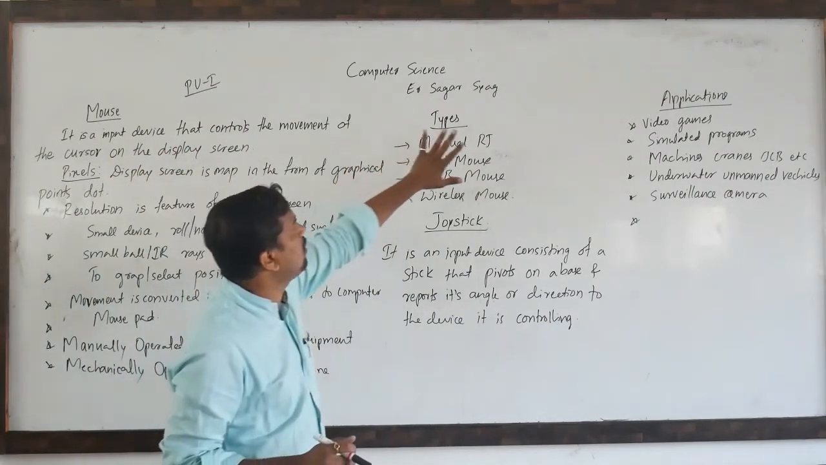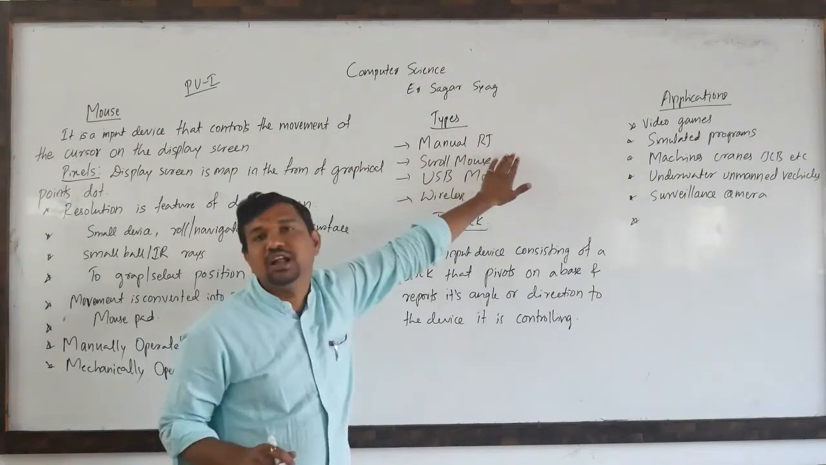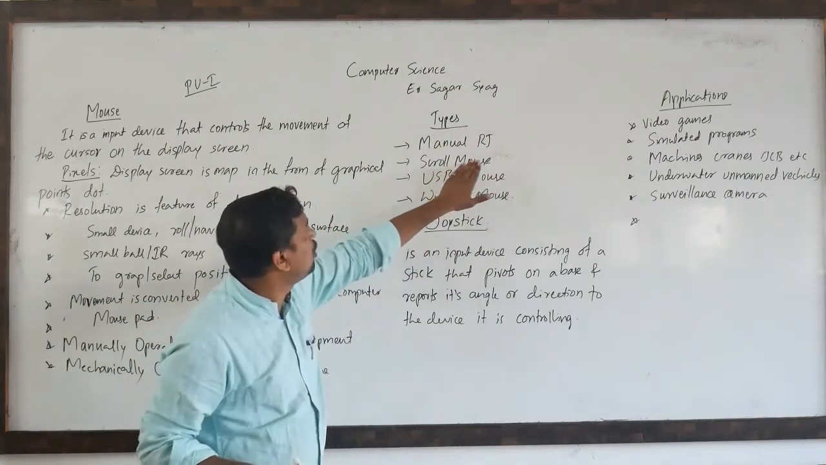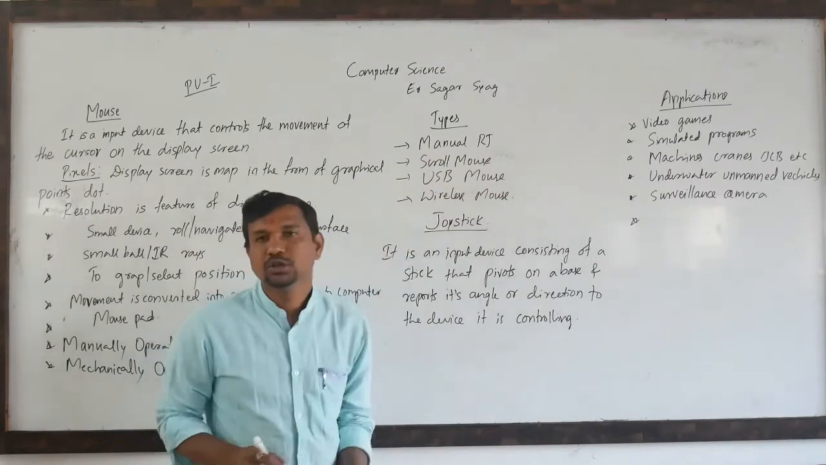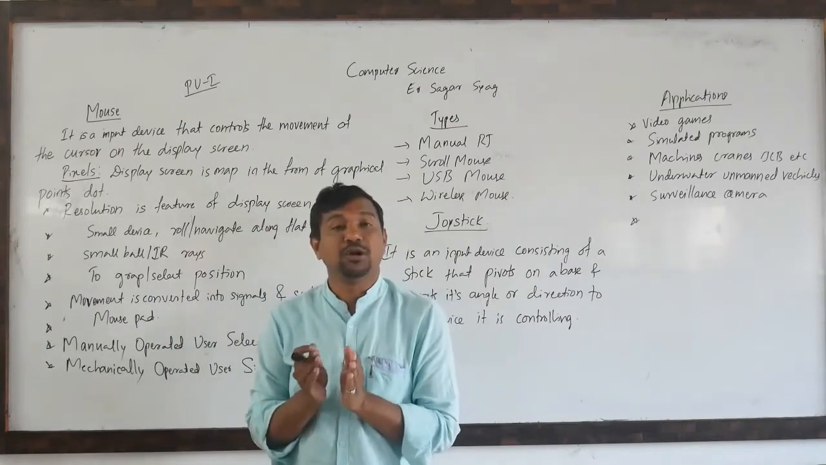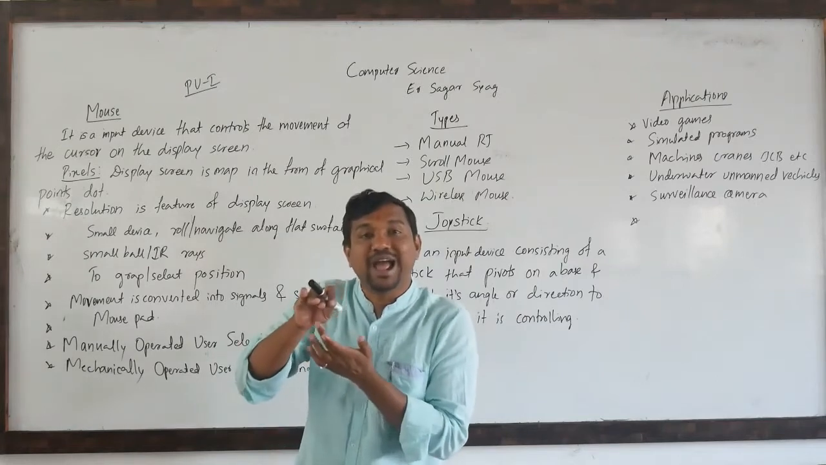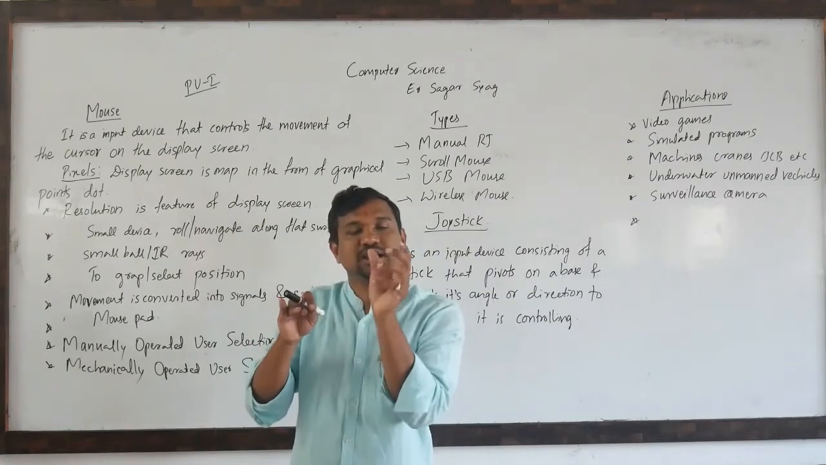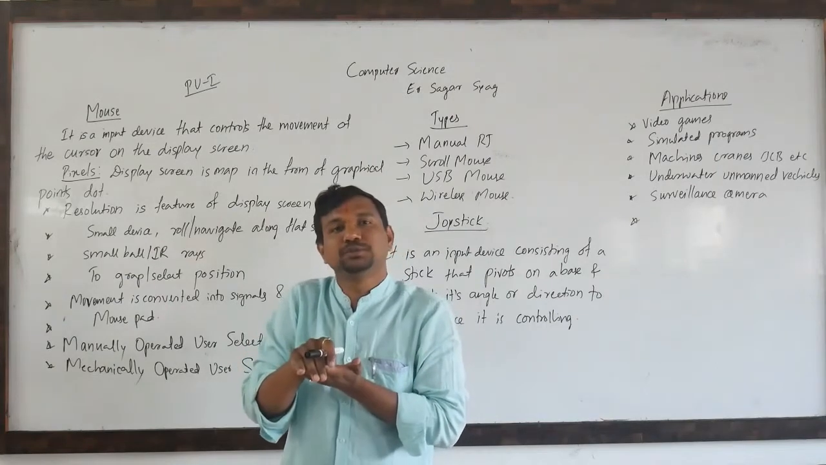There are types of mouse: manual RJ, scroll mouse, USB mouse, wireless mouse. Manual RJ means the previous, older mouse, the mouse with a trackball, just like a round roller present beneath the mouse.